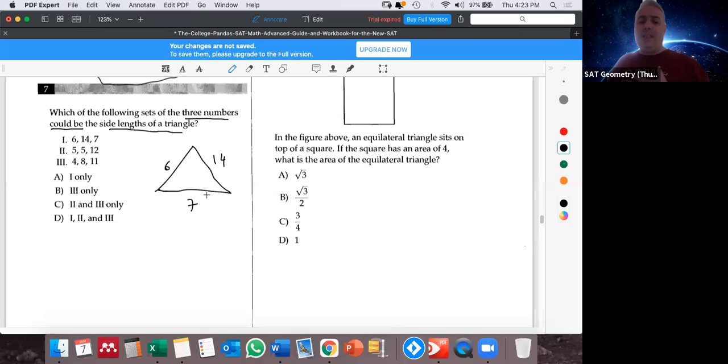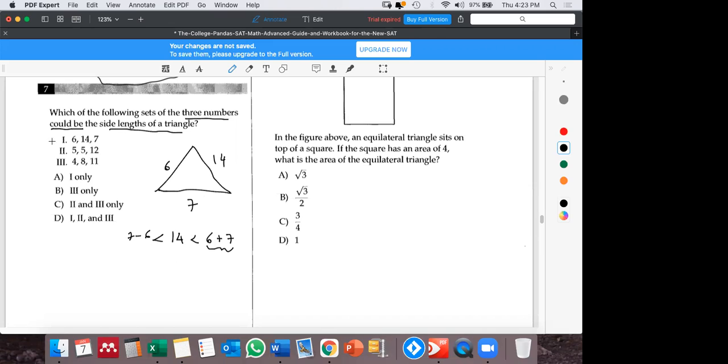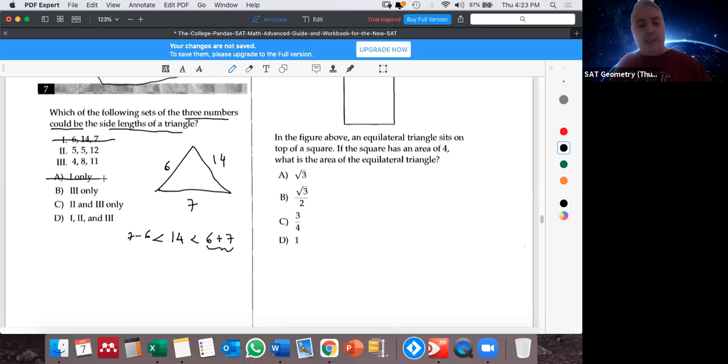For example, guys, if you say 14, this must always be less than the sum of the other two. Is it less? Yes, no? No. That means this cannot be. Eliminate, eliminate, and eliminate. Okay? So it says only 3. It says 3 and 2.